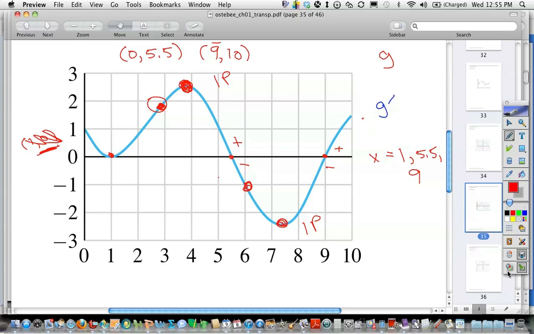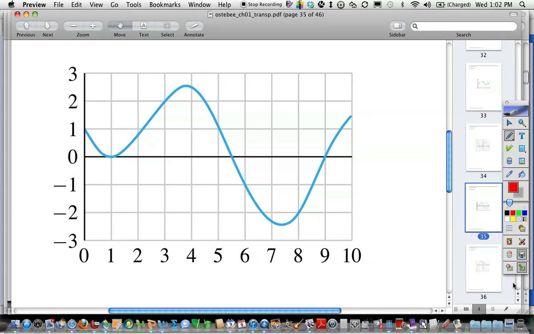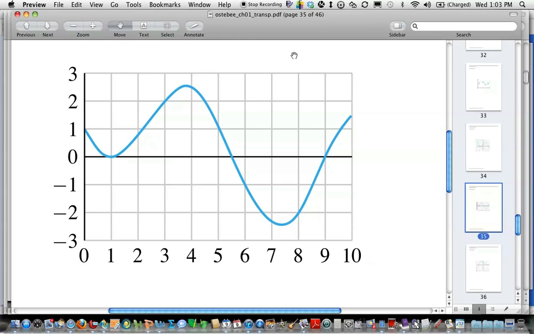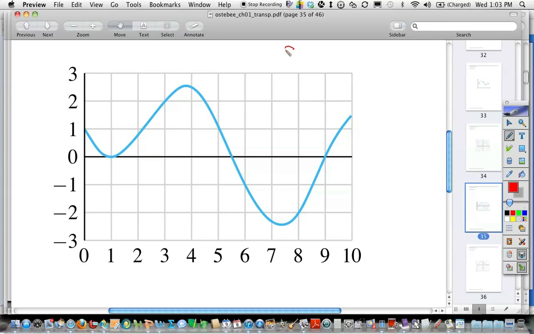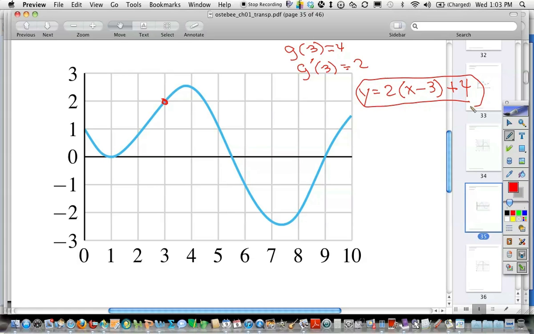34. Let's clear this off. 34 asks for the equation of the tangent line. We know whenever we have to write the equation of the tangent line, we need a point and a slope. So they tell us g of 3 is 4. So we need the slope. We need g prime of 3. What's g prime of 3? Right there, it is 2. So g prime of 3 is 2. That's the output there. So that's our slope. So what's our equation? It's y equals our slope, times x minus 3, plus 4. That's all you do. And then 36 is the same.